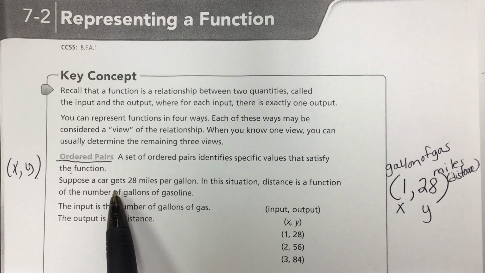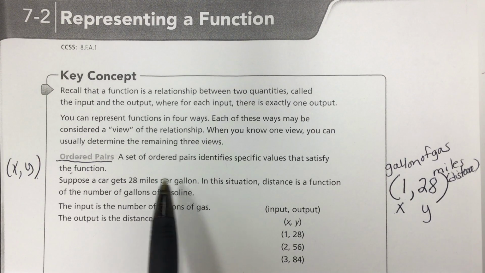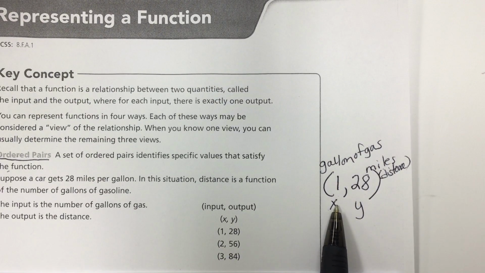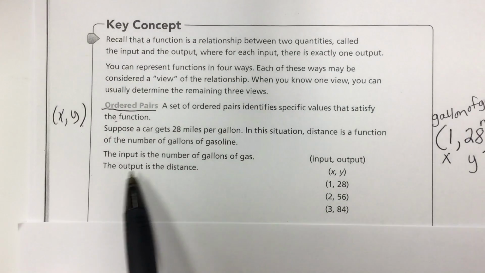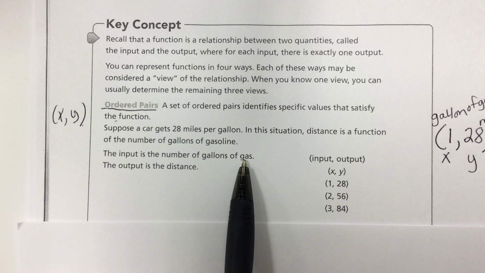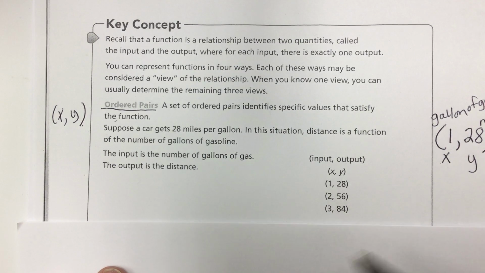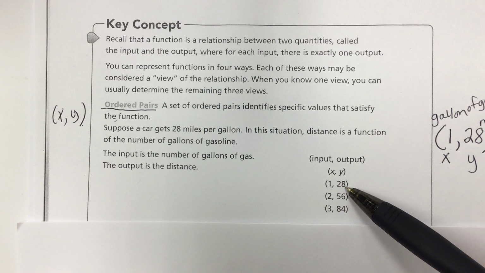Suppose a car gets 28 miles per gallon. For 1 gallon, you will travel 28 miles. So 1 is your x input, y is your output, 28 miles. The input is the number of gallons of gas. The output is the distance. So here they've described to you 1 is 28.